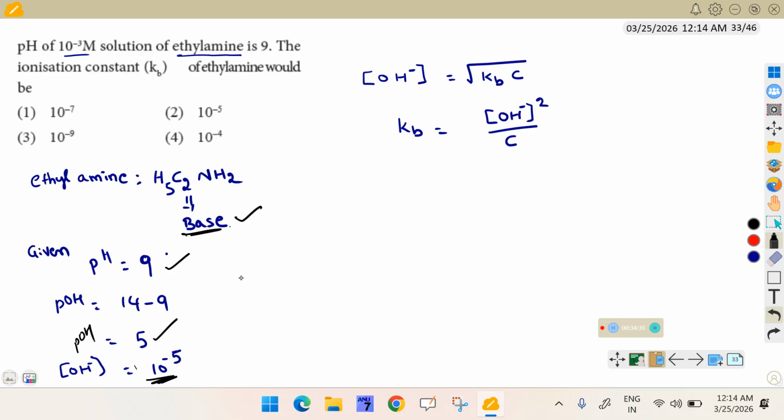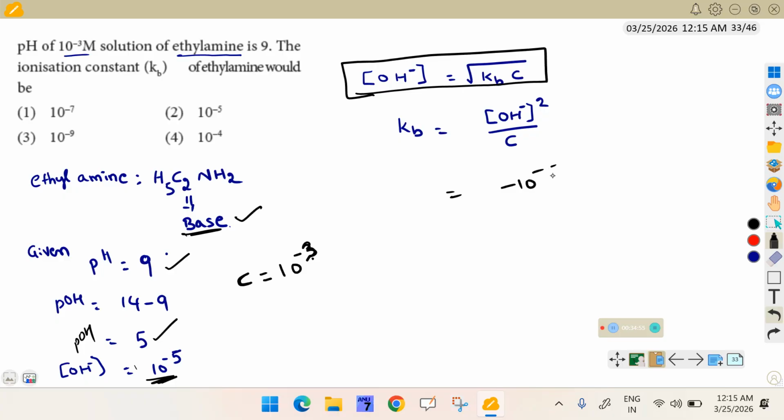Concentration is given, equal to 10 power minus 3. We know that OH minus ion concentration is equal to the square root of Kb into C. Then Kb is equal to OH minus whole squared by C. OH minus is 10 power minus 5, whole squared, by concentration, how much? 10 power minus 3. Simplify, you will get 10 power minus 7.